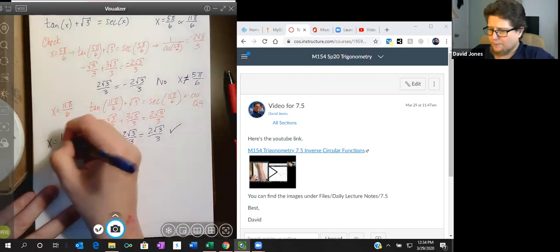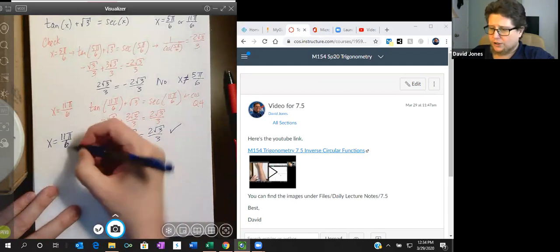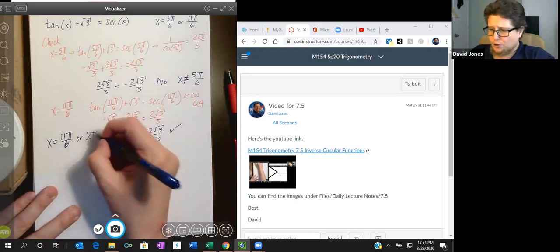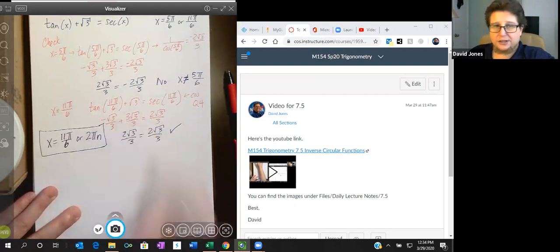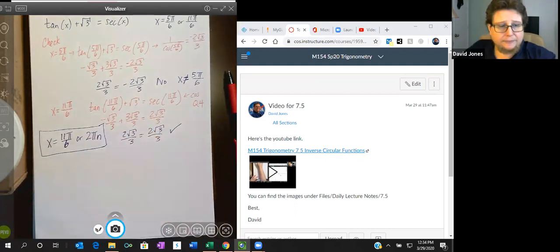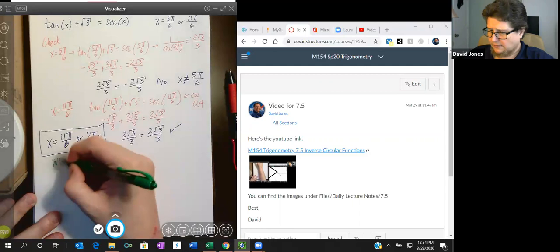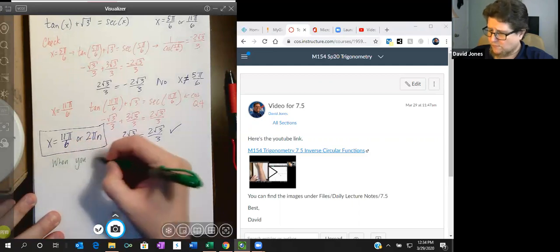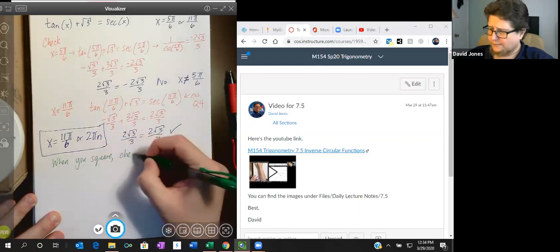X equals 11 pi over 6 works, or any 2 pi times n multiple. The 5 pi over 6 was an extraneous solution. So when you square, check your answers.